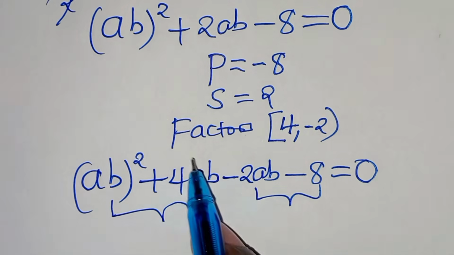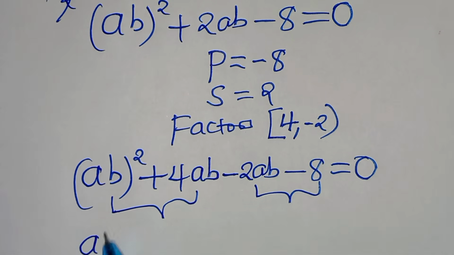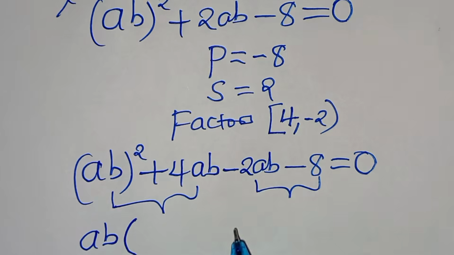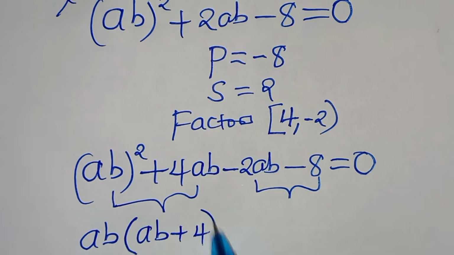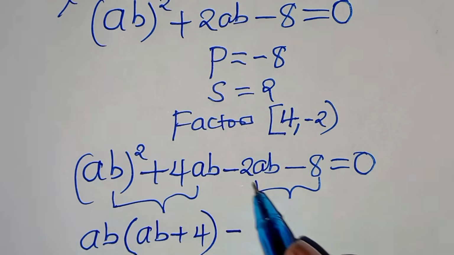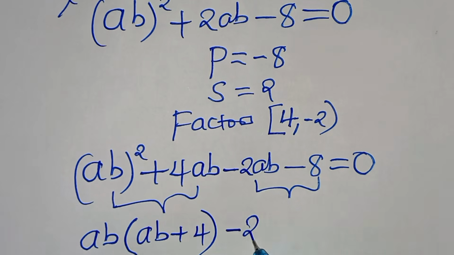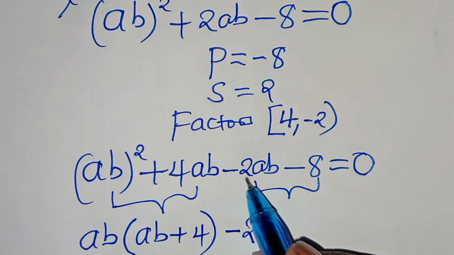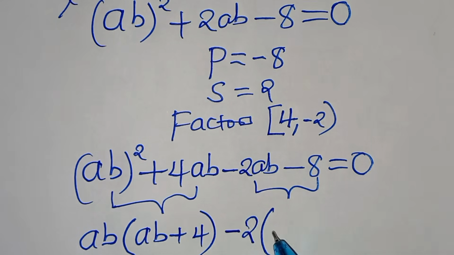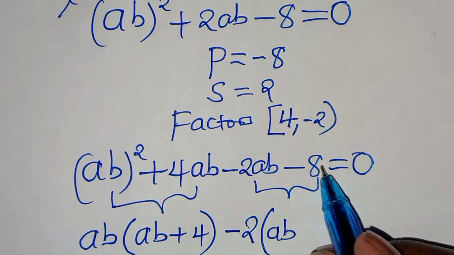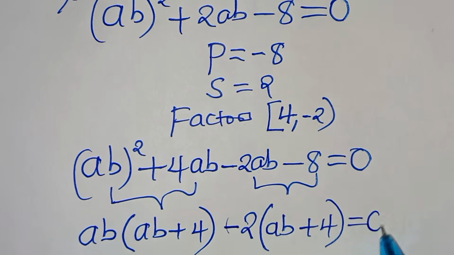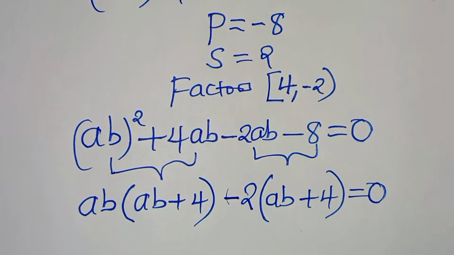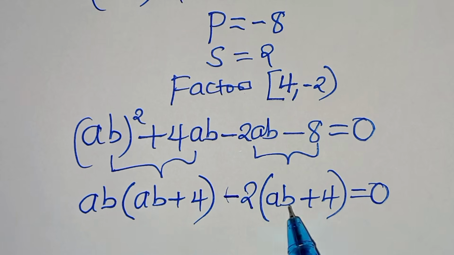From the first part, we have ab is common, so we factor out ab, so that here we have ab plus 4 in the parentheses. Then minus 2 is common here, so we factor out 2 into the parentheses: 2ab divided by 2 is ab, minus 8 divided by minus 2 is plus 4. This is equal to 0. So we have that ab plus 4 is common here.